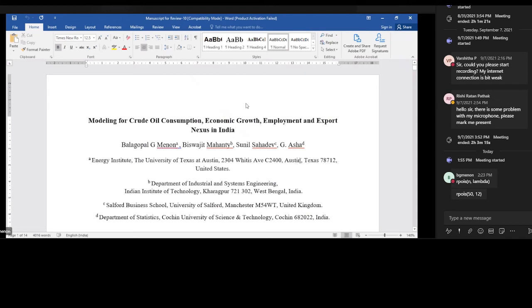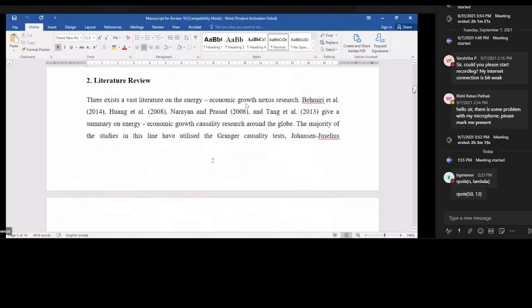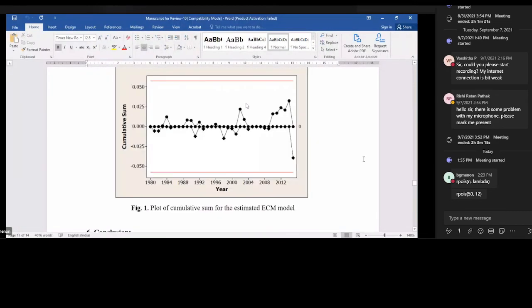Yes. So this was a paper that was written long back by me when I was in the States. Now I will send this paper with a lot of corrections, but I have plotted this chart. See, plot of cumulative sum for estimated ECM model, error correction model. So this is a cumulative sum chart and it is plotted in Minitab. So this is a bit more advanced version. There are different ways of plotting a cumulative sum chart. Cumulative sum, the short form is CUSUM.